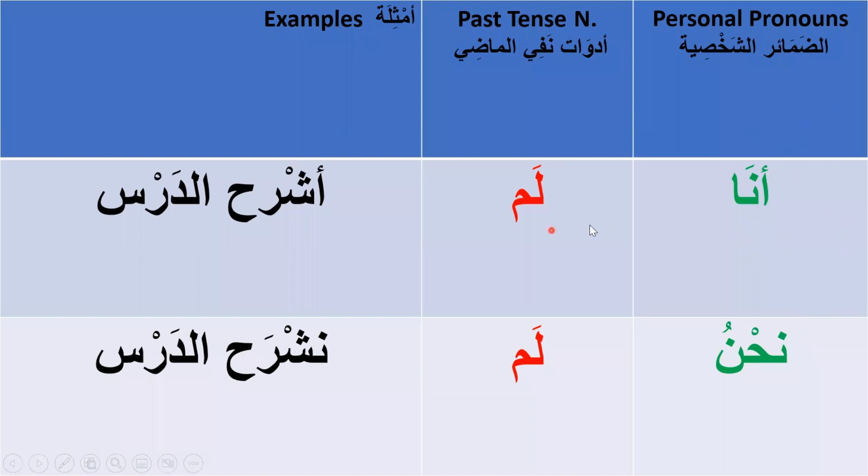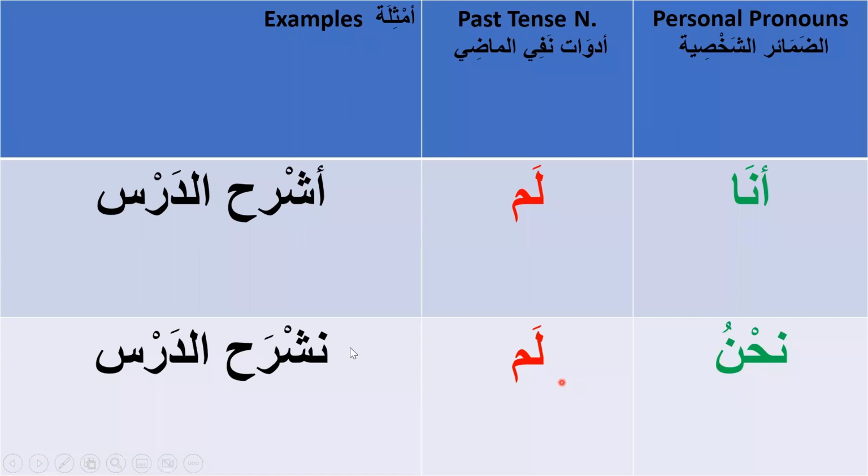So أنا لم, I did not, so لم is did not, أشرح الدرس. The verb here is شرح, which is to explain, and it is conjugated in the present form. So even though you are negating the past tense, your verb is in the present form. أنا لم أشرح الدرس. أشرح is to explain, الدرس is the lesson. I did not explain the lesson.